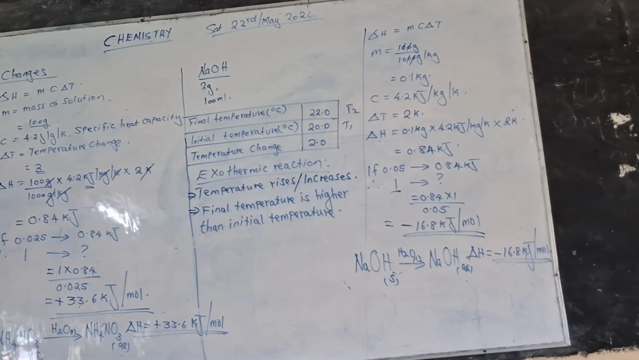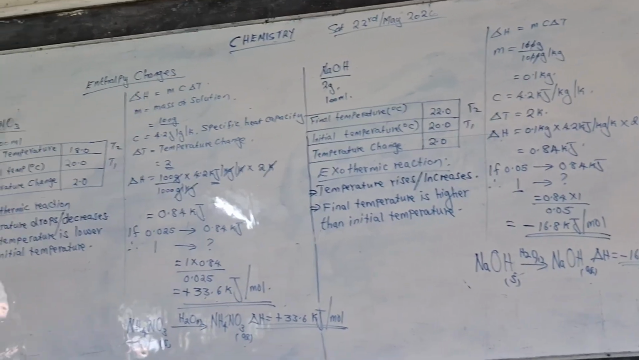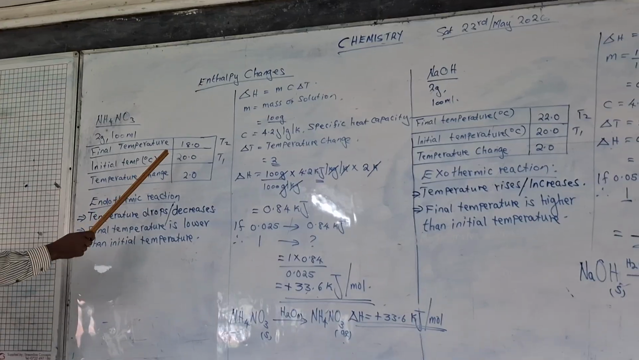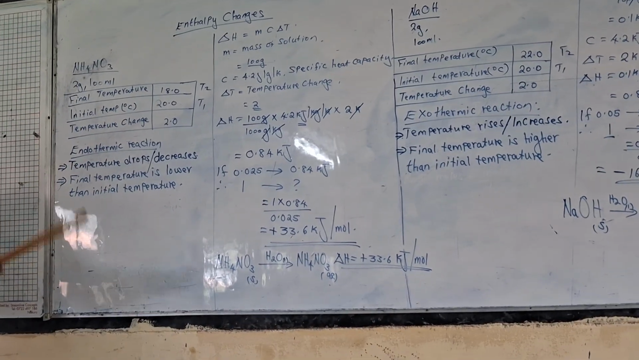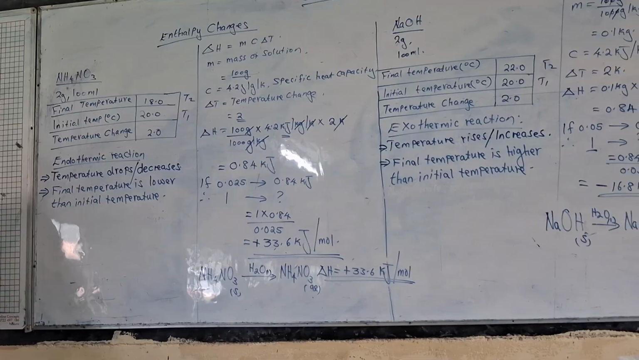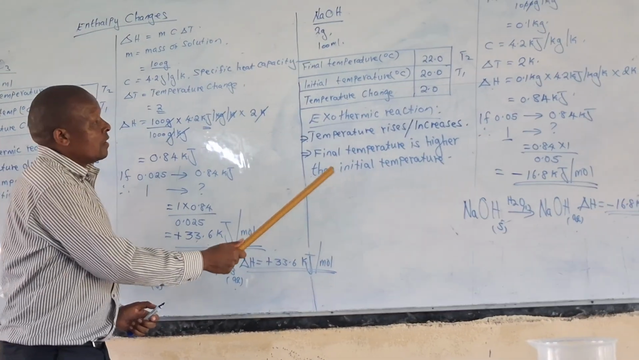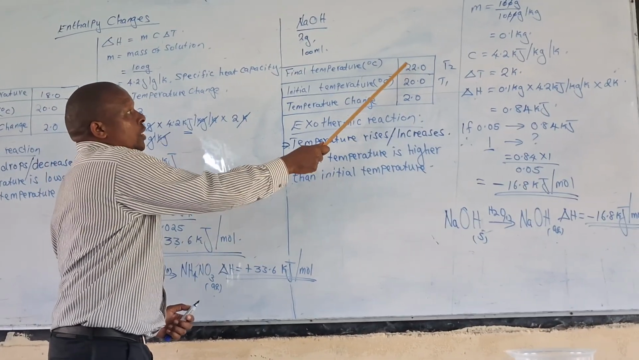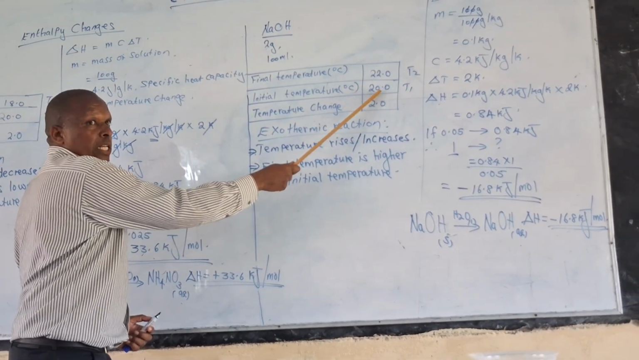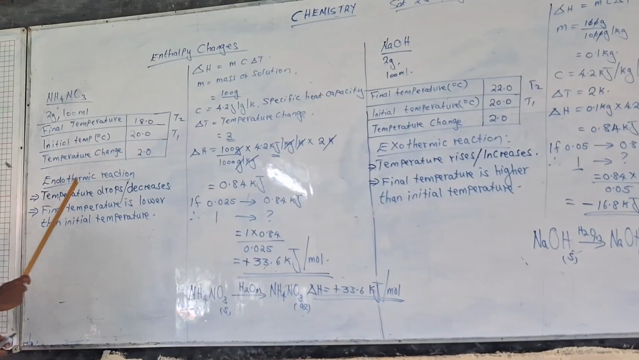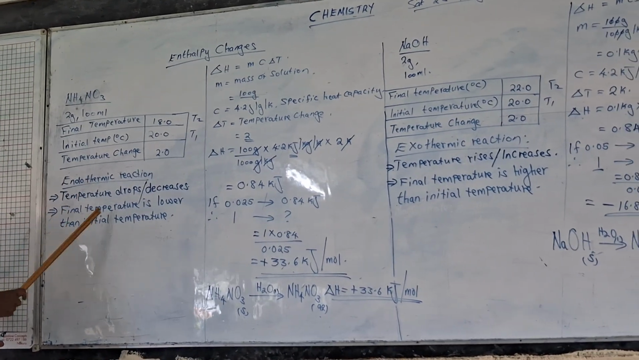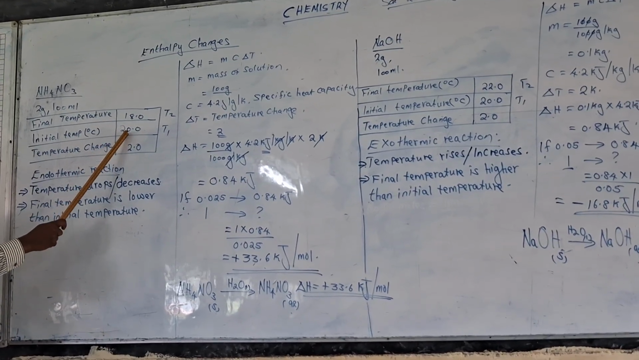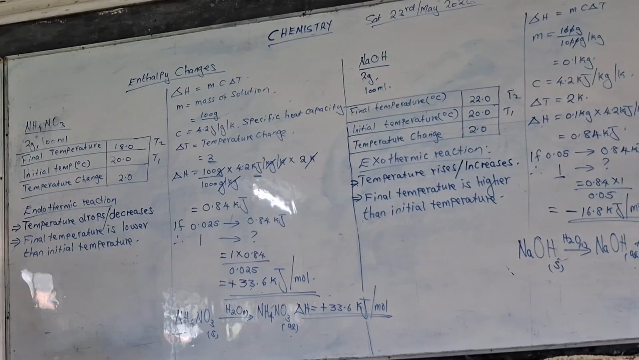Are we together to that point? Yes. What have we said about the final temperature in the case of an endothermic reaction? The final temperature is lower than the initial temperature. What about for an exothermic reaction? Final temperature is higher than initial temperature. So here, 22 is higher than 20. In the case of an endothermic reaction, final temperature is lower than initial temperature. 18 is lower than 20. That is how you get that.